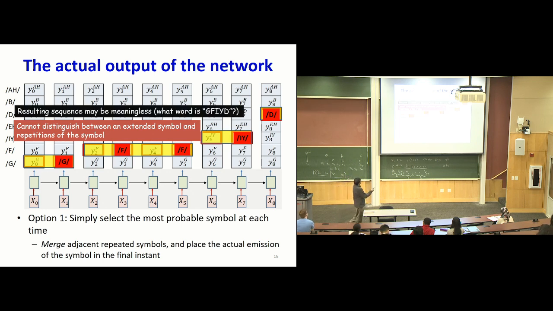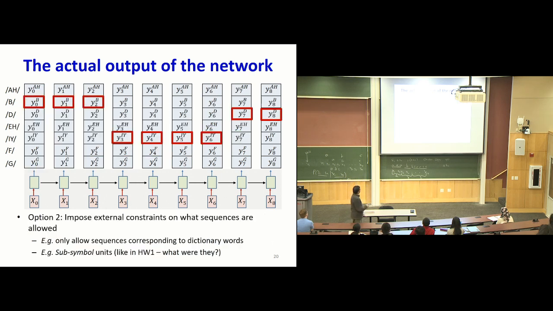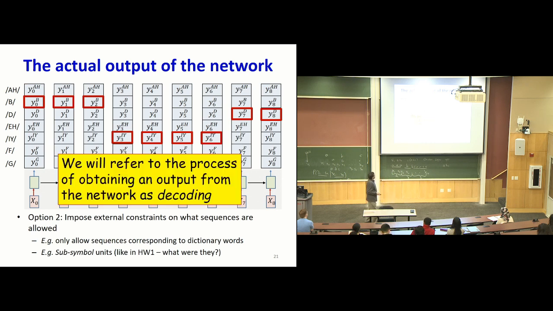And if you just did this, what you might get is often going to be meaningless. You can try to get around this by having external constraints, like, I'm only going to allow things in a dictionary. There are ways of getting around it, but what we will do later in the class is to see how we can actually do this as part of the model, okay? Anyway, we will refer to the process of obtaining the output from the network as decoding. So getting this time synchronous or order synchronous output from the network is what we will call decoding, okay?